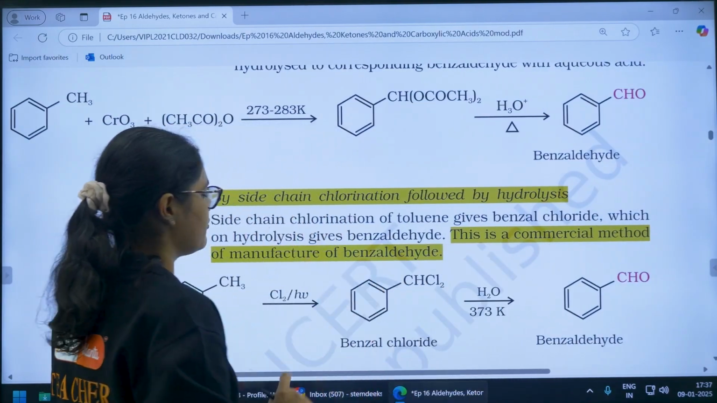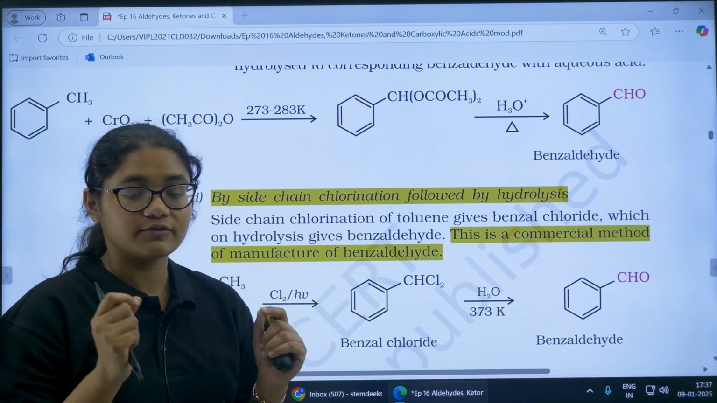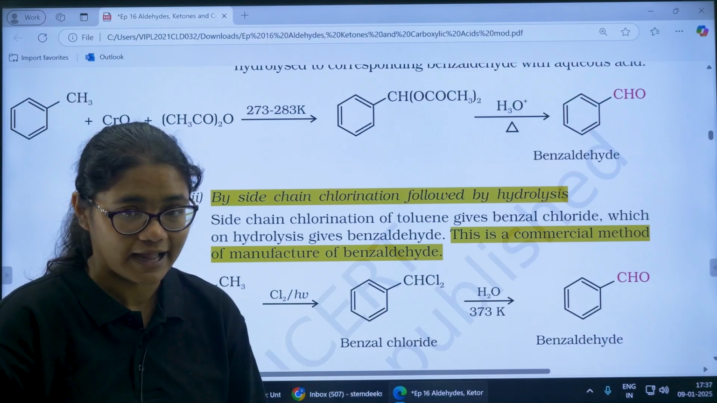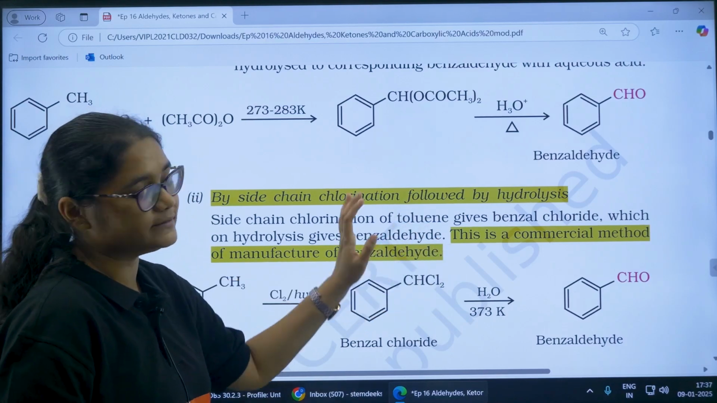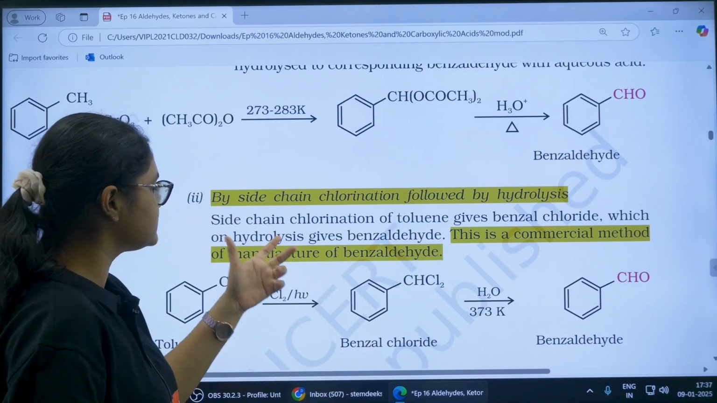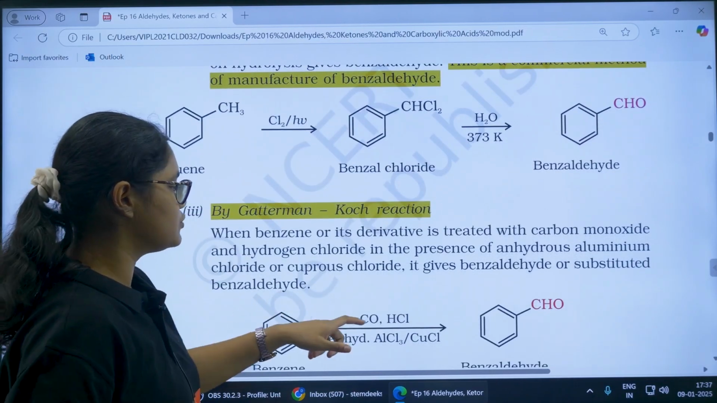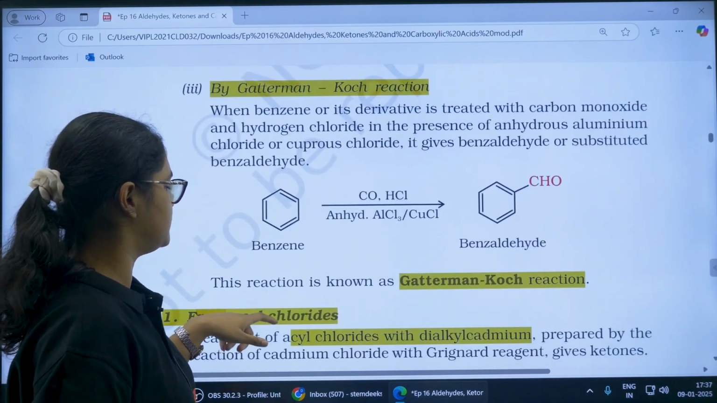Here you have to note that this is a commercial method of preparation of benzaldehyde. If the question is asked, mention the commercial method of preparation of benzaldehyde, then you have to write only this particular mechanism. That is the importance of this particular method. Next, Gattermann-Koch reaction, again a name reaction you should be knowing here.